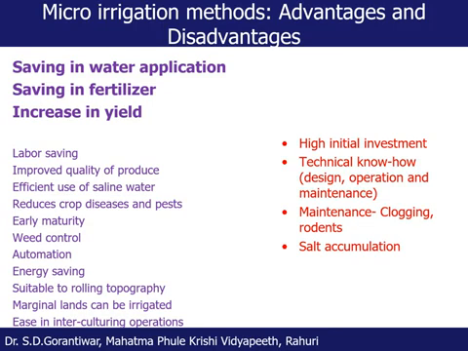High initial investment, of course this is on the procurement of the components required for this purpose. Technical know-how, as this method involves the operation of several components, we need to have proper technical know-how, and at the same time this is the first or second generation of farmers who are using it, so they need technical backup as well. Maintenance problems are associated with the operation of the different components. Clogging is one such, and the rodent is another, and the salt accumulation around the periphery of the nozzle. So these are the limitations associated with the adoption of the micro irrigation method.